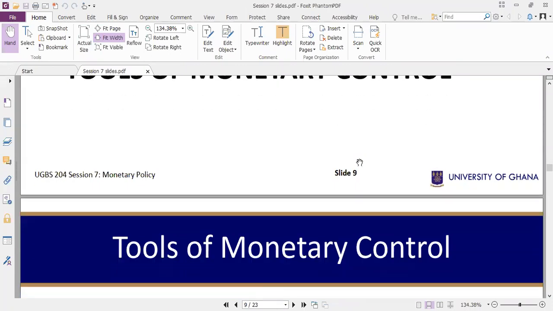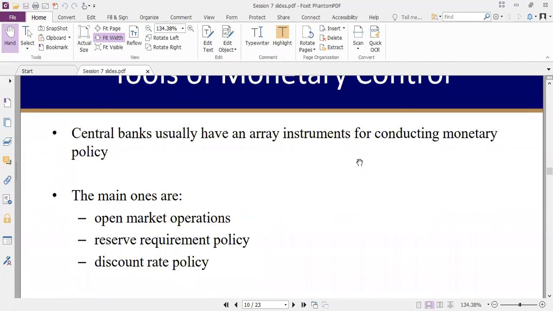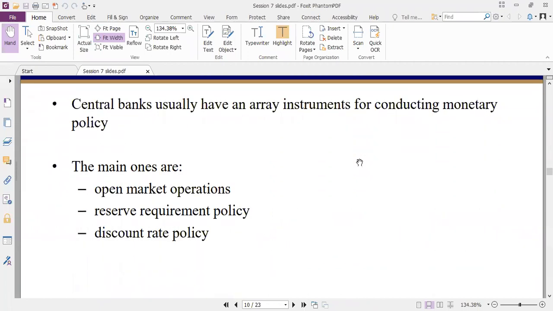Okay, so you've heard this before. We have just these basic three tools. The first one is open market operation. If we want to increase money supply, what do we need to do? And if we want to decrease money supply, what do we need to do?